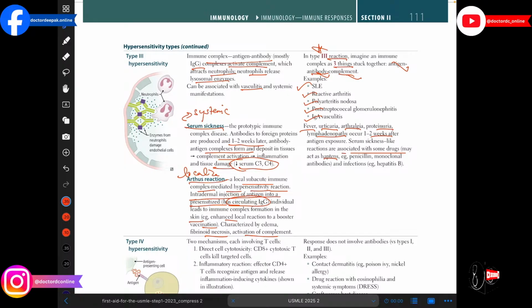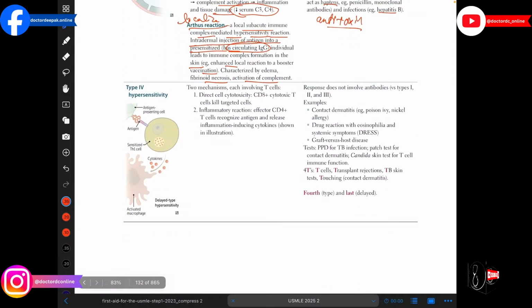Already we discussed drugs like rituximab or infliximab. It is also due to some infections like hepatitis B. Also, they did not mention the antitoxins of tetanus and rabies.